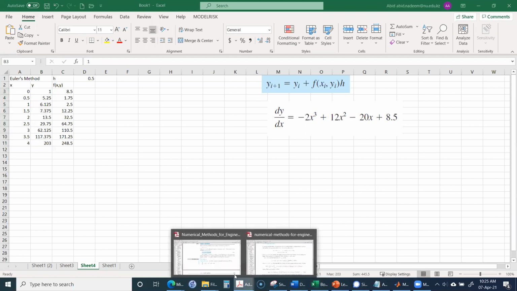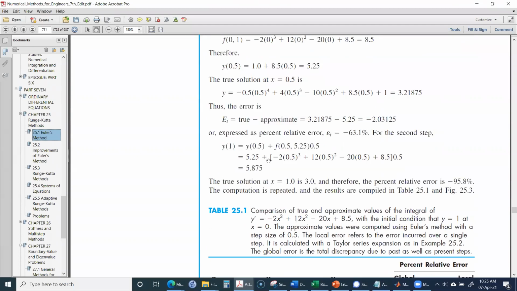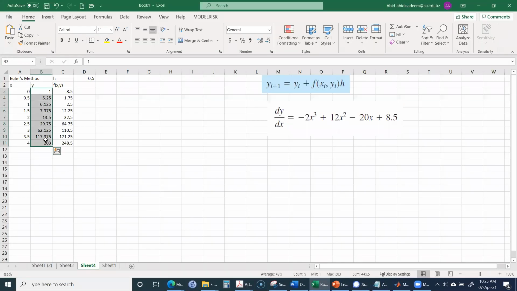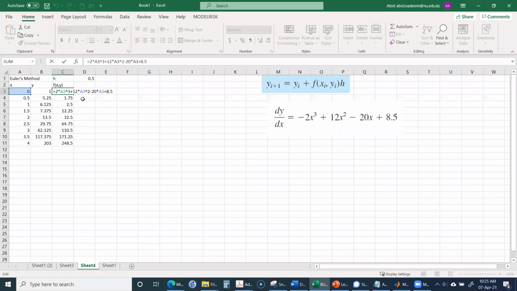So if I compare my answers with these answers which have been tabulated over here, I get 1, 5.25, 5.875, and for 4 it is 7. Okay, so probably I made some mistake over here. Some mistake has been done. So it was 8.5. Yeah, I think the mistake is here.